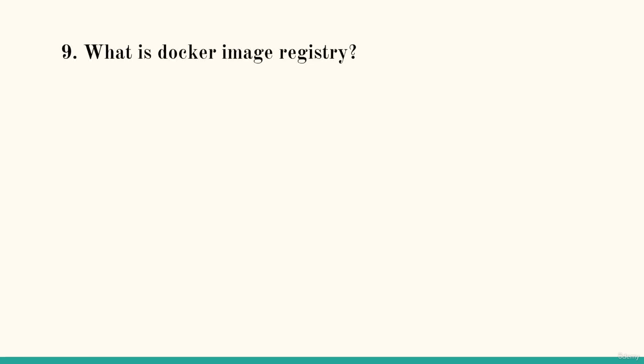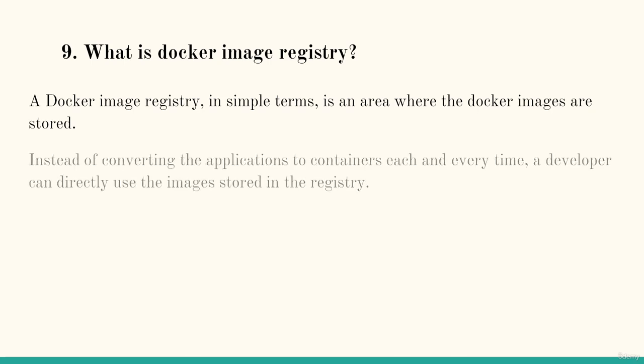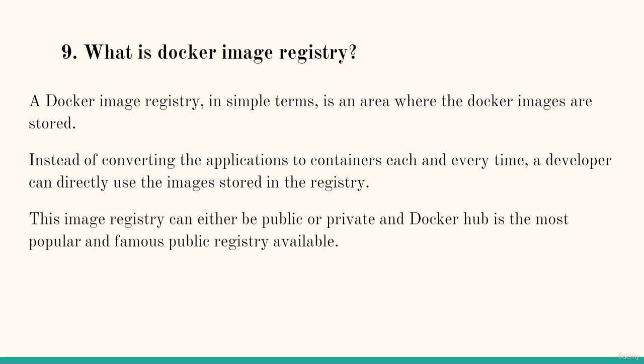What is a Docker image registry? A Docker image registry, in simple terms, is an area where the Docker images are stored. Instead of converting the application into containers each and every time, a developer can directly use the images stored in the registry. This image registry can either be public or private, and Docker Hub is the most popular and famous public registry available.